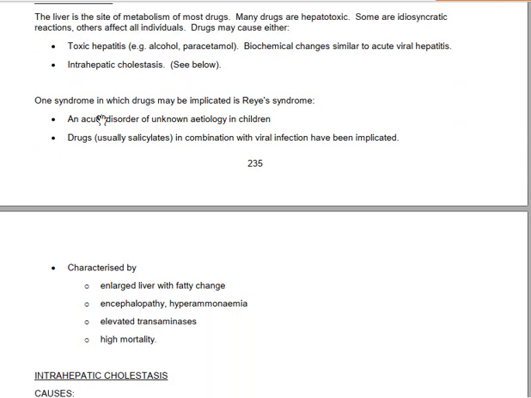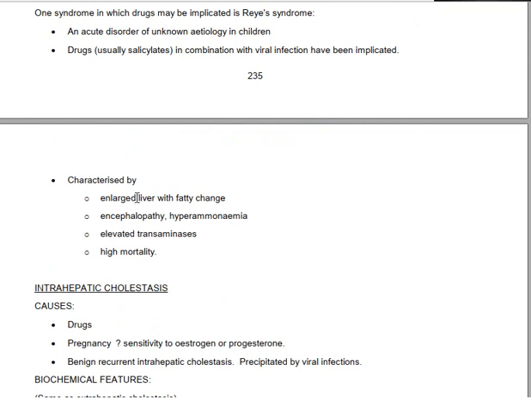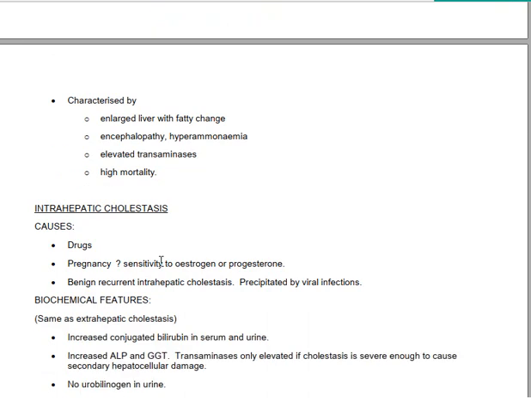Now, one syndrome in which drugs may be implicated is Reye syndrome, an acute disorder of unknown etiology in children. Usually, when a child has a viral infection and then takes a drug like salicylate, for example aspirin, the patient is going to have Reye syndrome. It is characterized by an enlarged liver with fatty changes, encephalopathy, like hepatic encephalopathy, due to hyperammonemia and ammonia, elevated transaminases, and it has a high mortality.